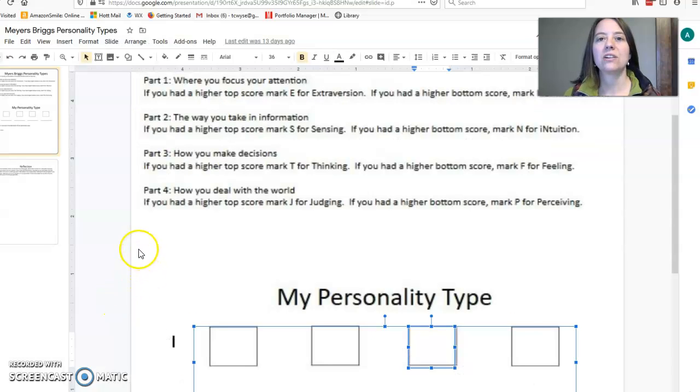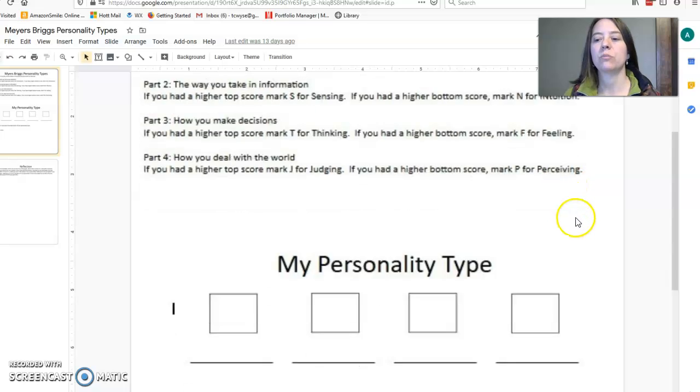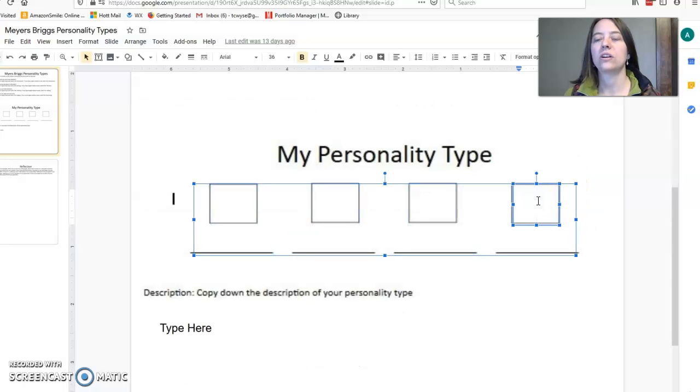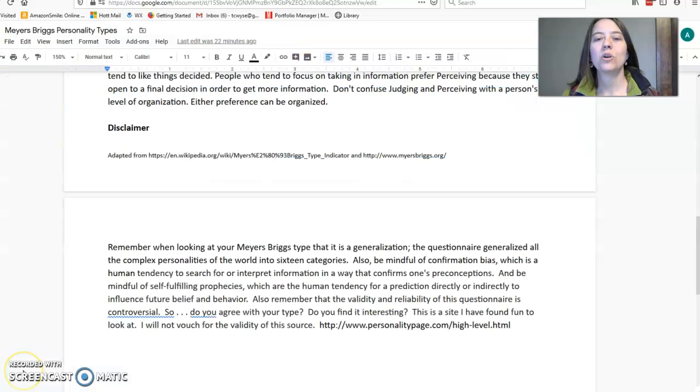If you have a higher score for inventory 4A, you will mark a J for judging, and if you have a higher score for inventory part 4B, you'll mark a P for perceiving, and that would go here, either a J or a P, judging or perceiving. And now we're going to look at the different types of Myers-Briggs personality categories. Before we do that, I would like to add a disclaimer.